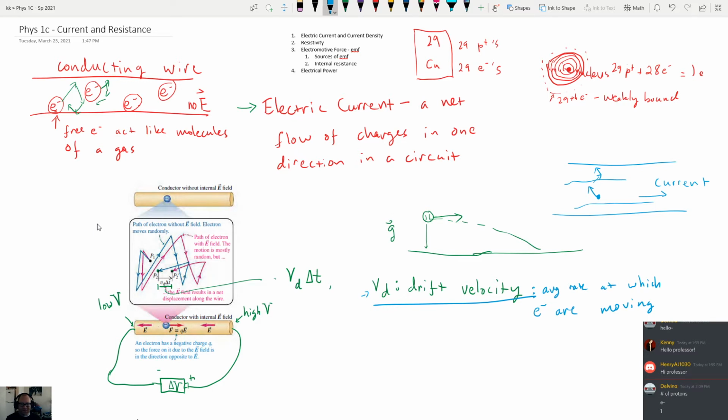Okay, so to get electric current, you need two things. You need a wire, and you need a potential difference placed in the wire, which will then place an electric field there. That's all you need. You just need a battery and a wire, and you're going to get electric current flowing through the wire. Okay. Now, in order to define and understand this, since there's a net flow of charge in one direction, what we do is we define this thing that we call current.